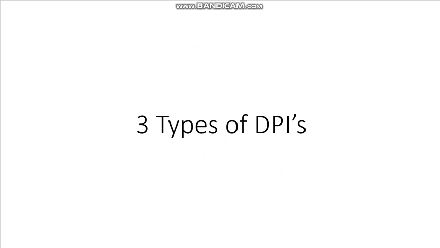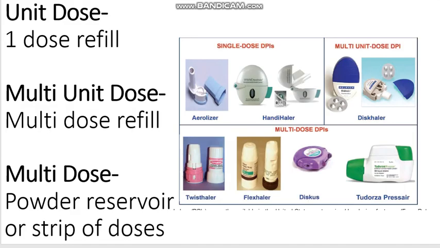Three types of DPIs are: the unit dose, which has a one-dose refill; the multi-unit dose, which has a multi-dose refill; and the multi-dose, which has a powder reservoir or a strip of doses.